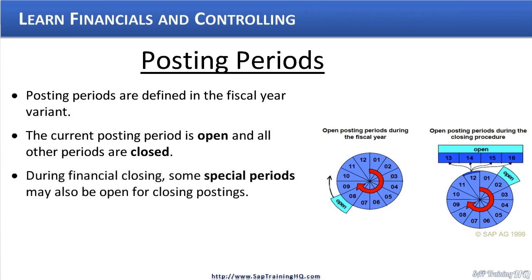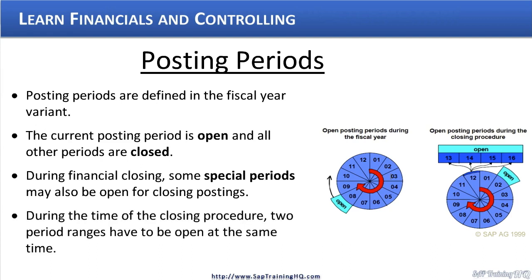During financial closing, some special periods may also be open for closing postings. And during the closing procedure, 2 period ranges should be open at the same time. Therefore, 2 period ranges can be entered in the posting period table. For technical reasons, for each posting period variant, an entry plus is required that is valid for all account types such as customer, vendor, asset, etc. In the next slide, you will understand how at the document header level, R3 checks the periods that are allocated to the account type plus.